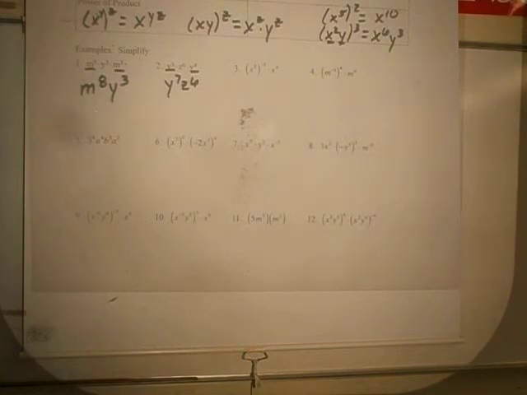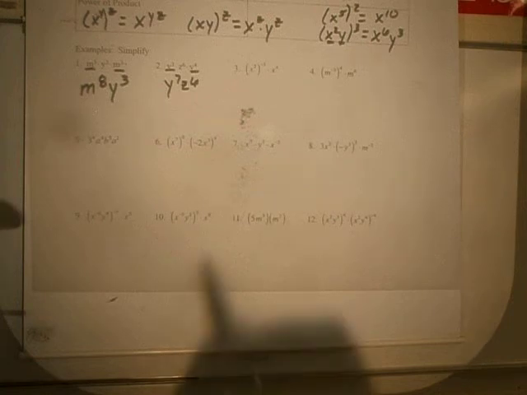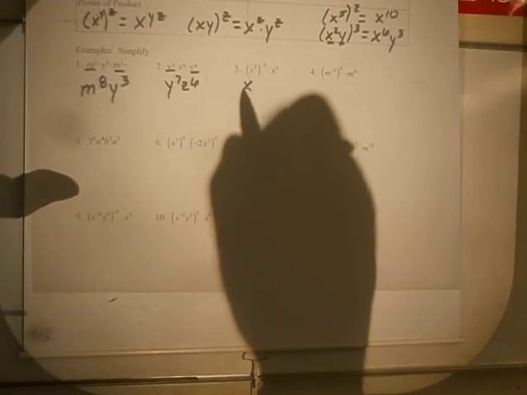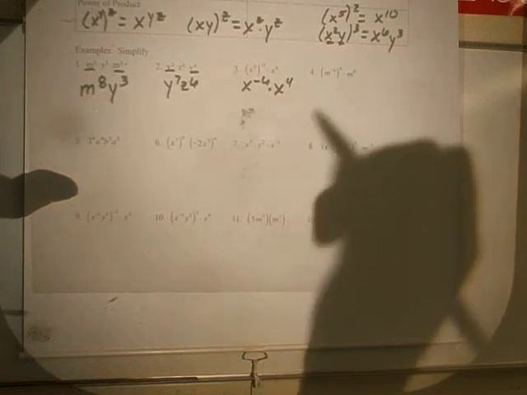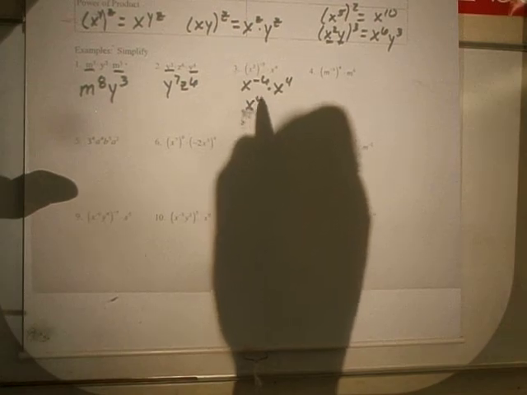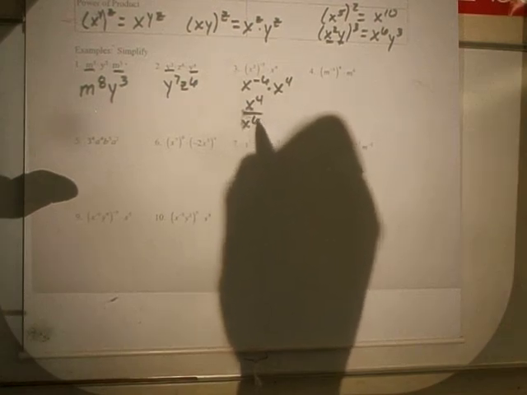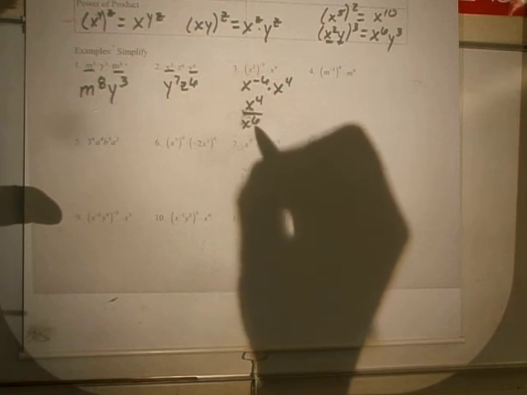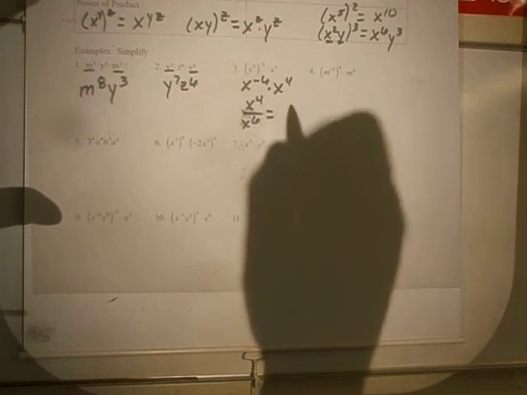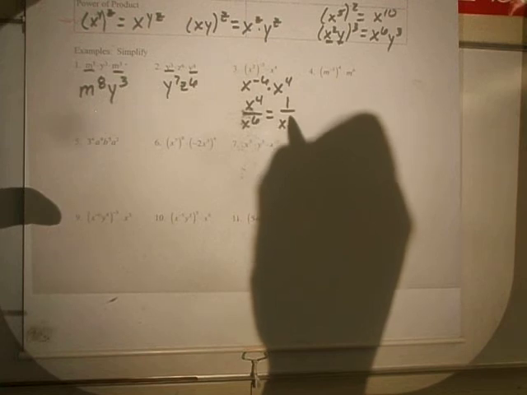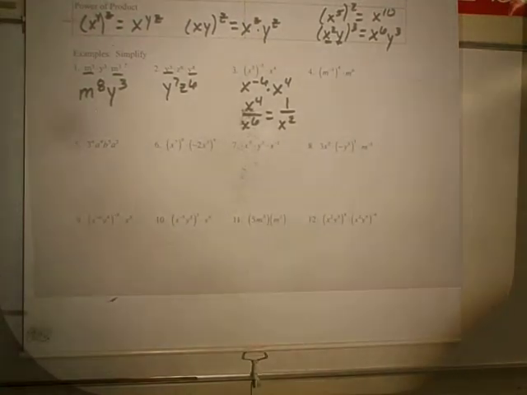Number 3 is x to the 2nd to the negative 3rd power. Exponent to an exponent you multiply. So that would be x to the negative 6th times x to the 4th. The negative exponent means we put it in the denominator, so that x to the 6th goes to the bottom. And now we can cancel here. We have 4 x's on the top, 6 x's on the bottom, and that becomes 1 over x squared.